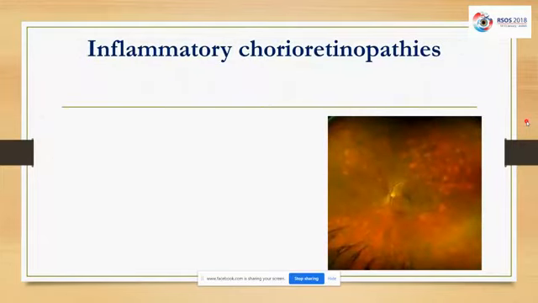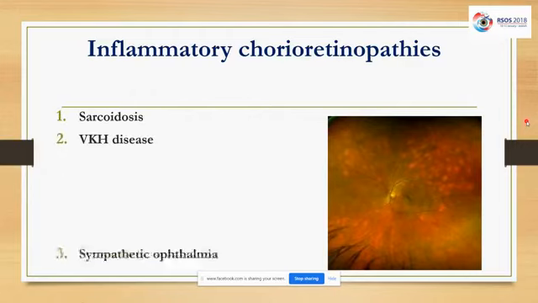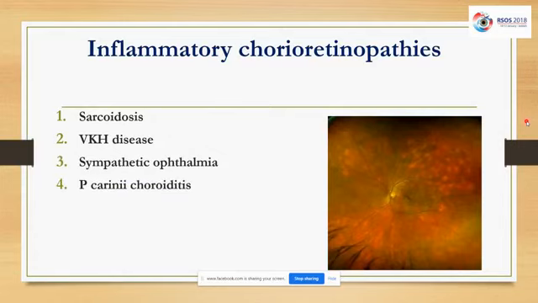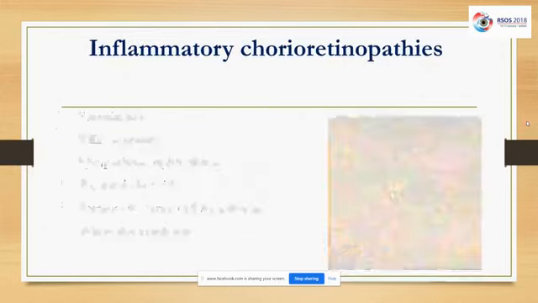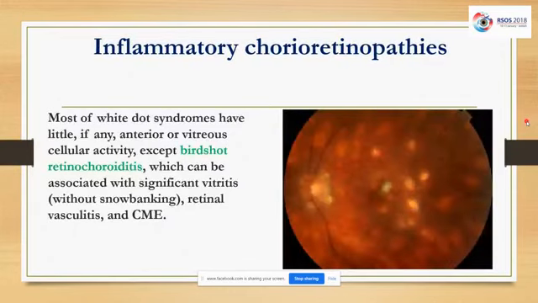Lastly, the inflammatory chorioretinopathies can be sarcoidosis, Vogt-Koyanagi-Harada, sympathetic ophthalmia, Pneumocystis carinii choroiditis, ocular large cell lymphoma, white dot syndrome, all can present with inflammatory chorioretinopathy. We will take that in details.